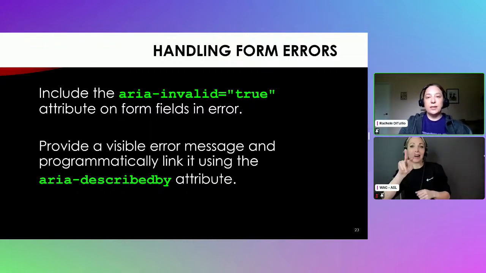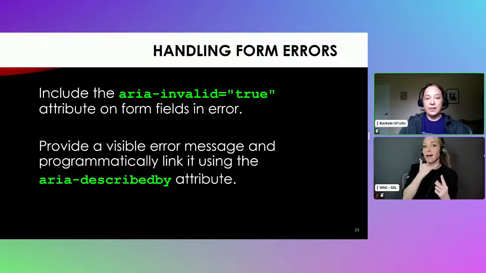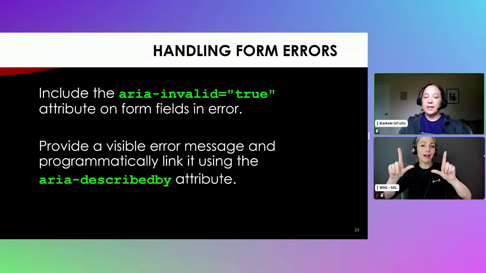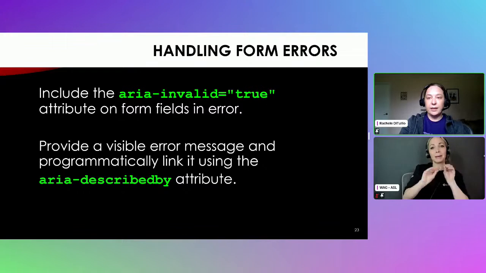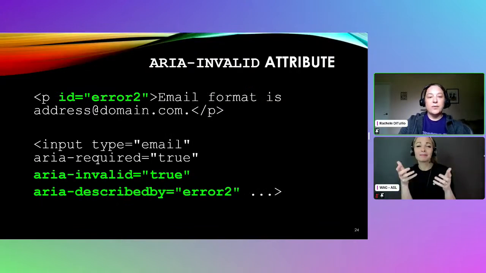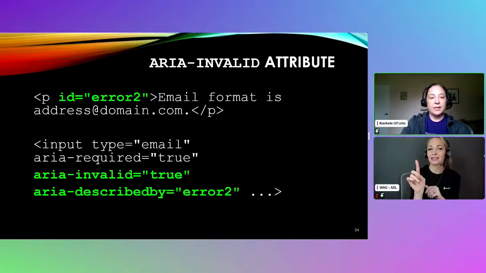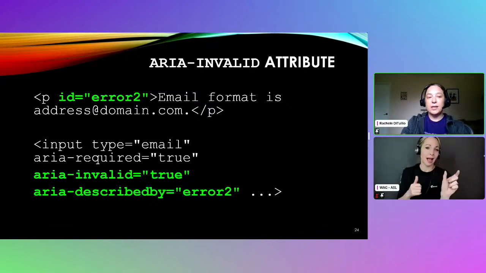The other thing that we want to do is make sure we're providing a visible error message, and we want to programmatically link that visible error message, just like we did with the help text, to our form input. So let's look at what this looks like in the HTML. It's very similar to when we linked our help text for birthday format. Now this is for the email field. We have email format is address@domain.com. Our error message has a unique ID of error2. And if we look down at our input, we have aria-describedby equals error2.